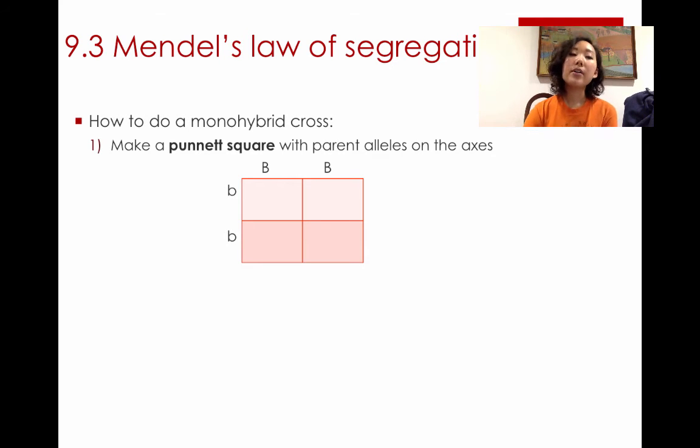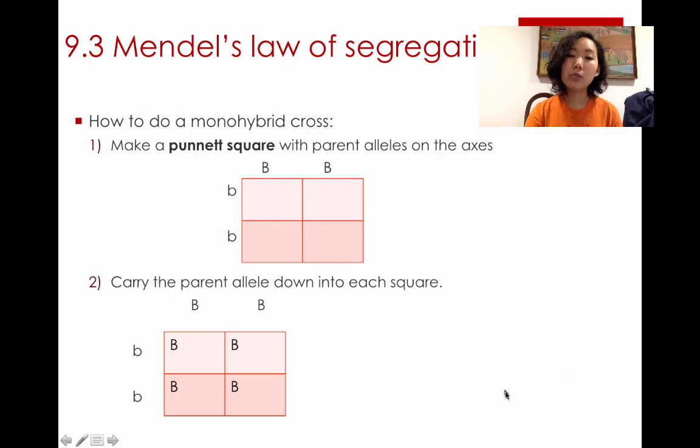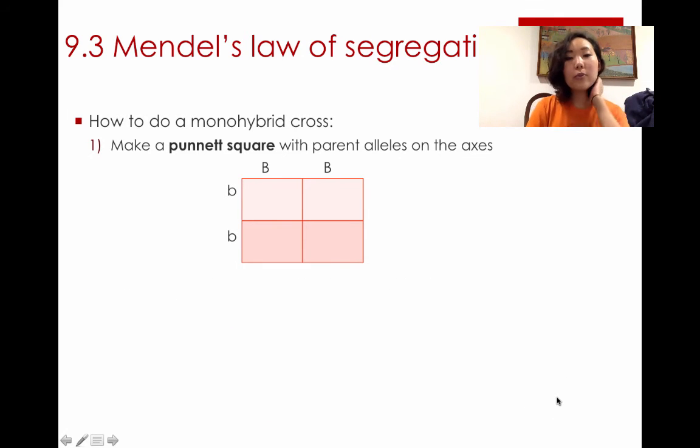Okay, so Mendel did something called the monohybrid cross. This is just a way that Mendel used to analyze what he observed. So I'm just going to describe how to make a monohybrid cross. You start with something called a Punnett square. A Punnett square is just a square with 4 boxes inside. What you do is you put the parent alleles on the top and on the sides. So let's say you start off with a parent that's big B and big B, so it's a purebred.